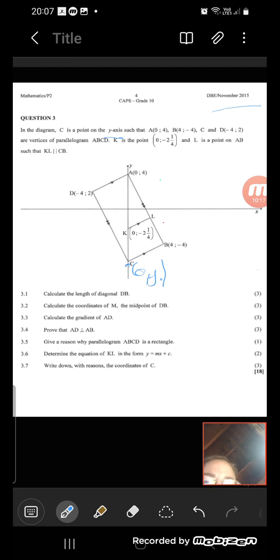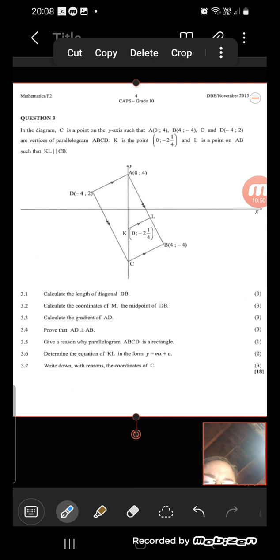So here's A is 0 and 4. B is 4 and minus 4. Where would B? B is 4 and minus 4. And there's C, and D is minus 4, 2. Vertices, that just means points of a parallelogram. Okay, that means that these are parallel, and these are parallel, and these are equal, and these are equal. Cool.